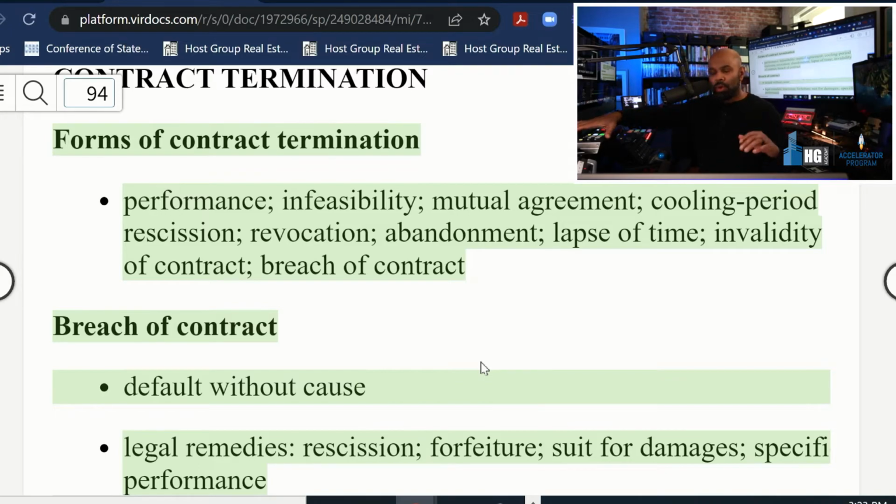In the next section, we're going to talk about a quick PowerPoint review of contracts.